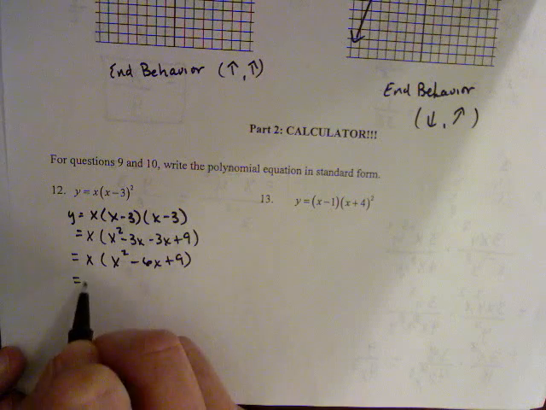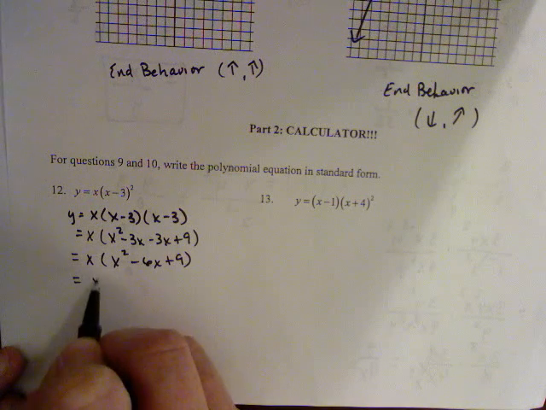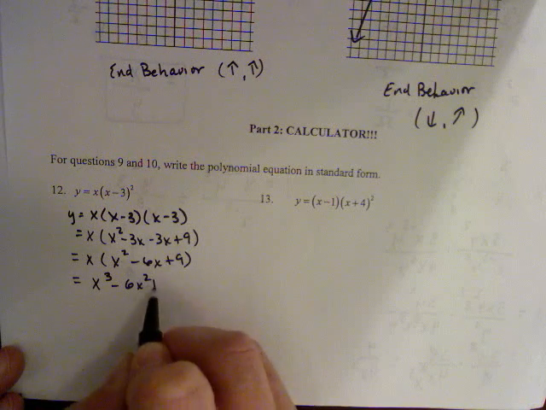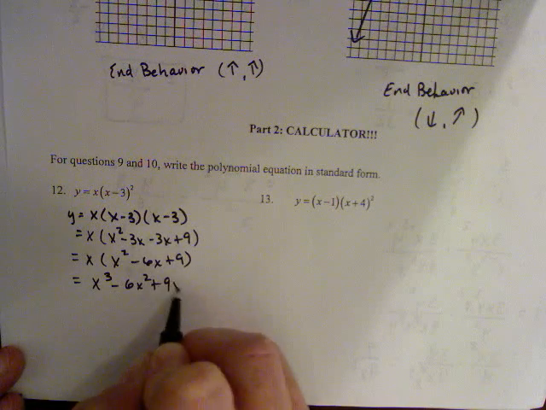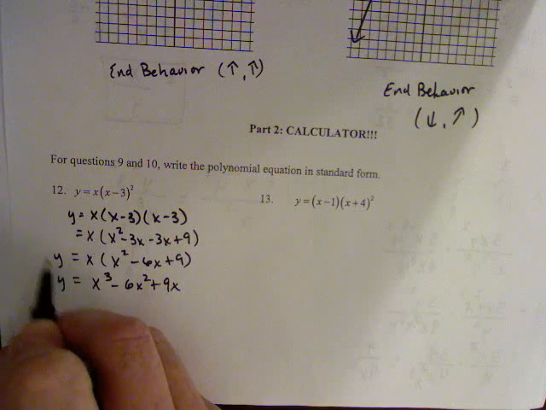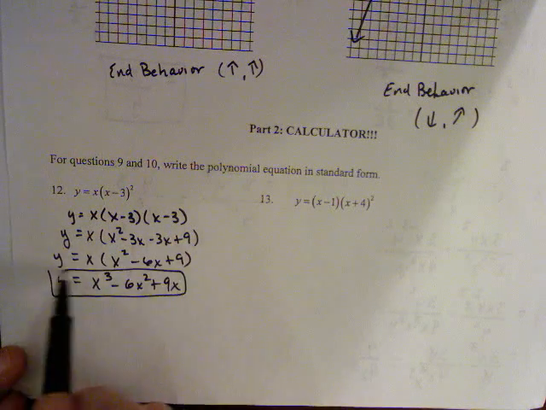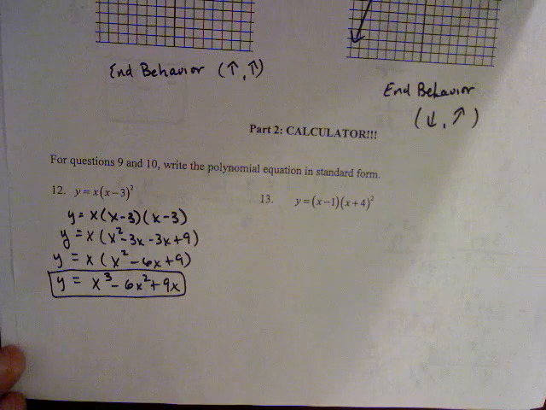Distribute through the x. X to the second times x is x to the third, minus 6x squared, plus 9x. Keep our y equals, and our function in standard form is y equals x to the third minus 6x squared plus 9x.